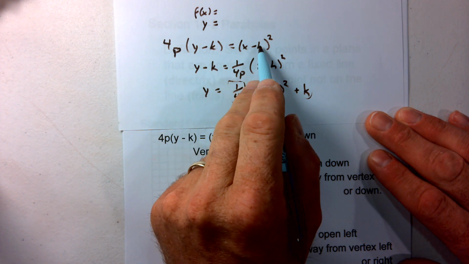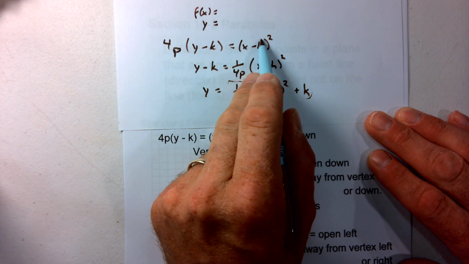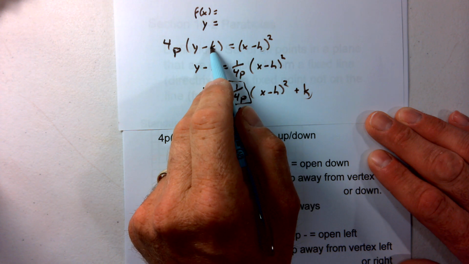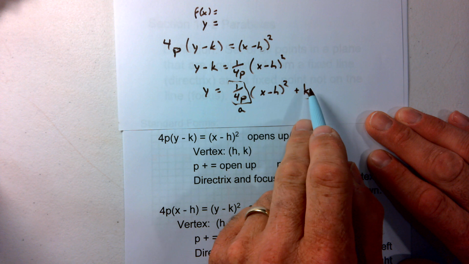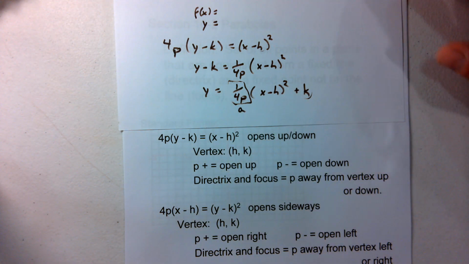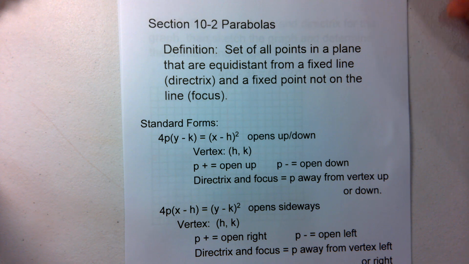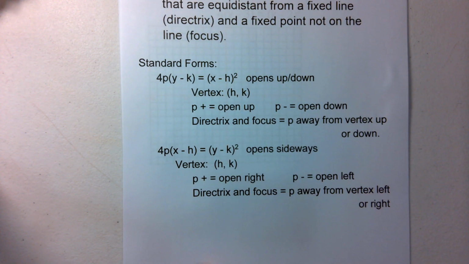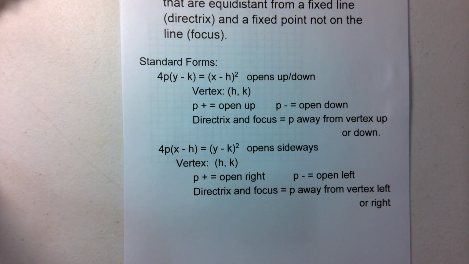As well, our vertex now is going to be the opposite of what's with x and the opposite of what's with y. Instead of being the opposite of h and the same as our k value, down in this form. So you'll get used to the different forms. If you have questions, please don't hesitate to ask. But we'll go through these, and hopefully it'll make a little more sense as we get into some examples.